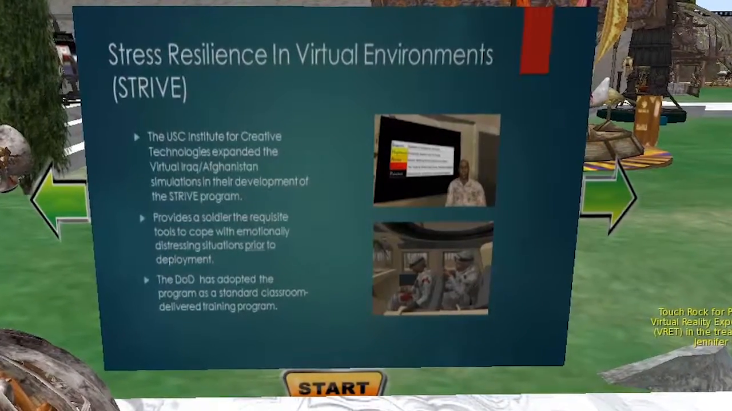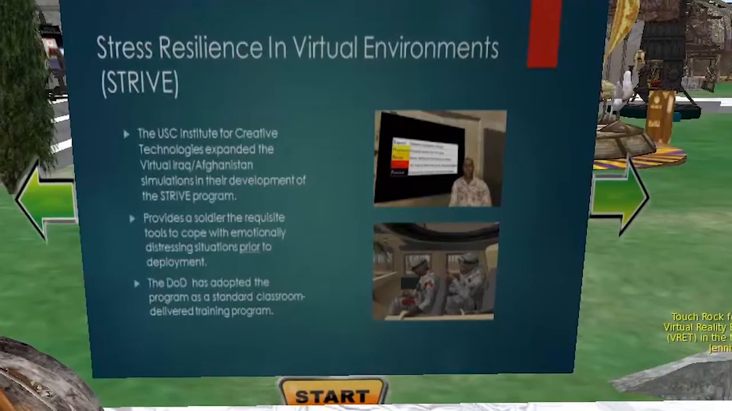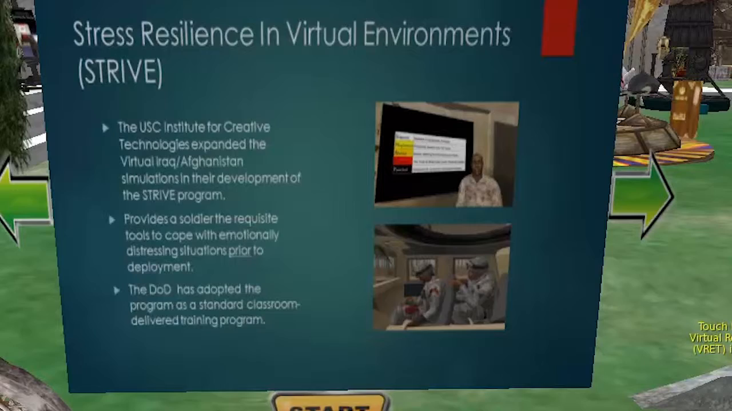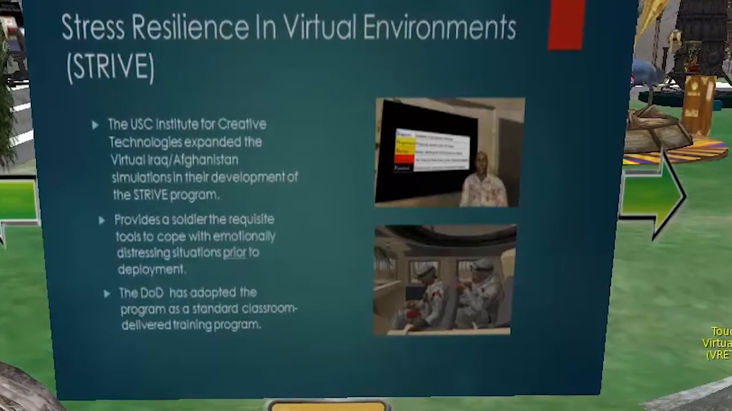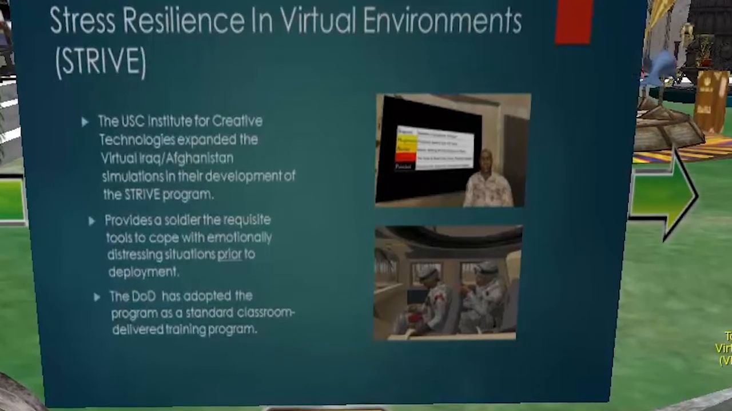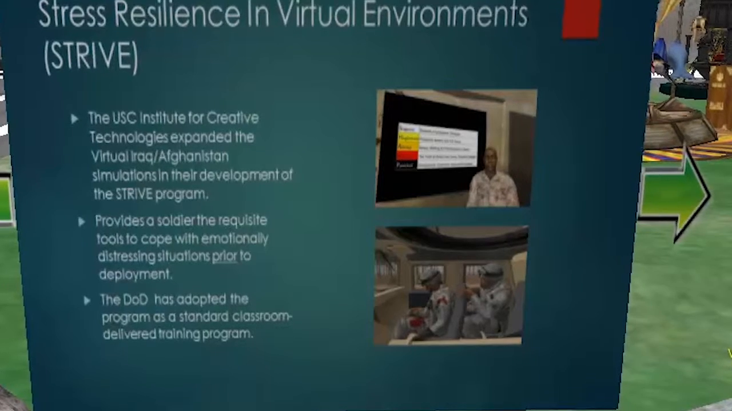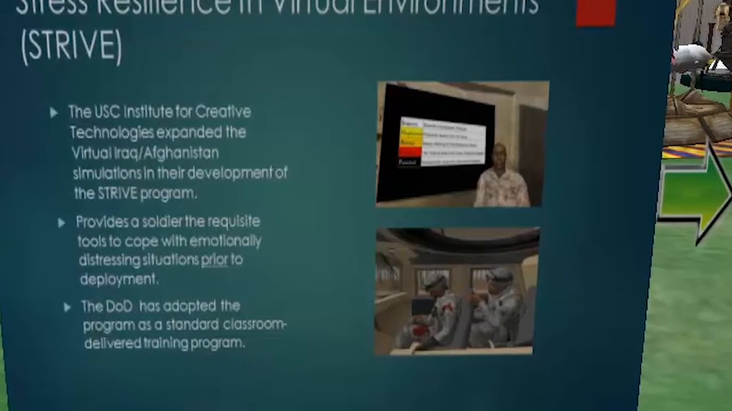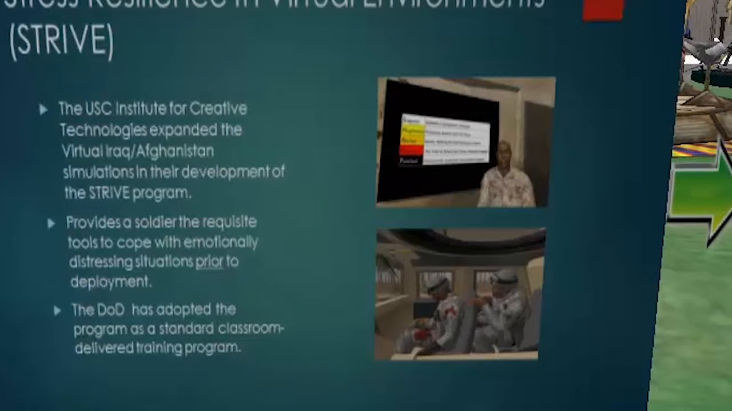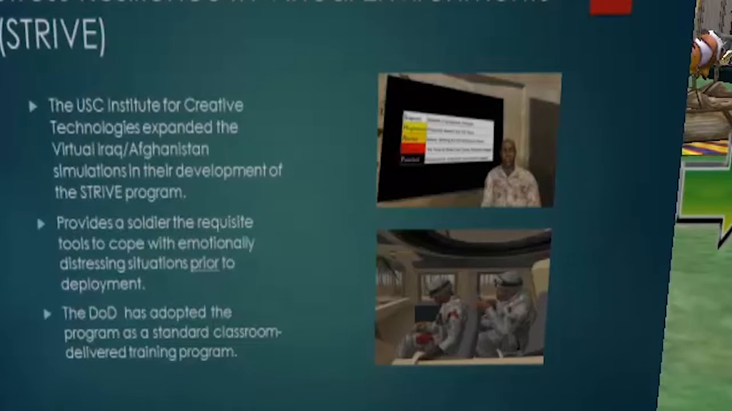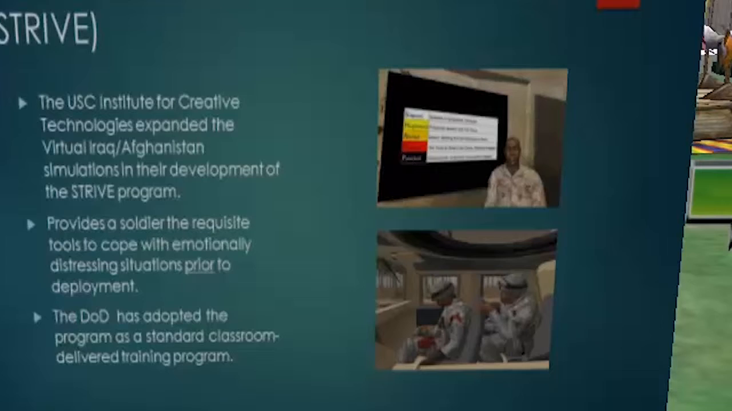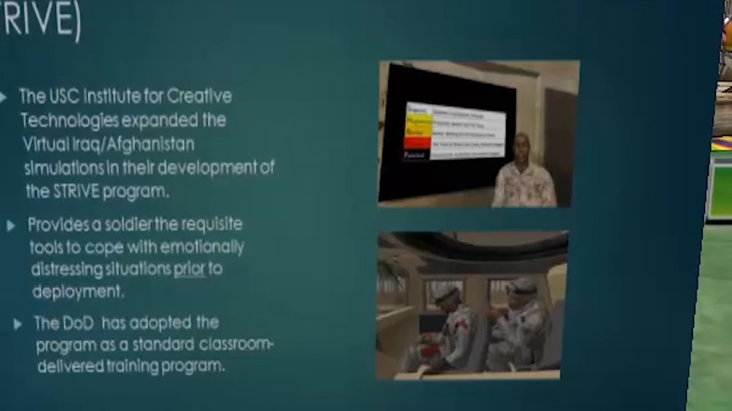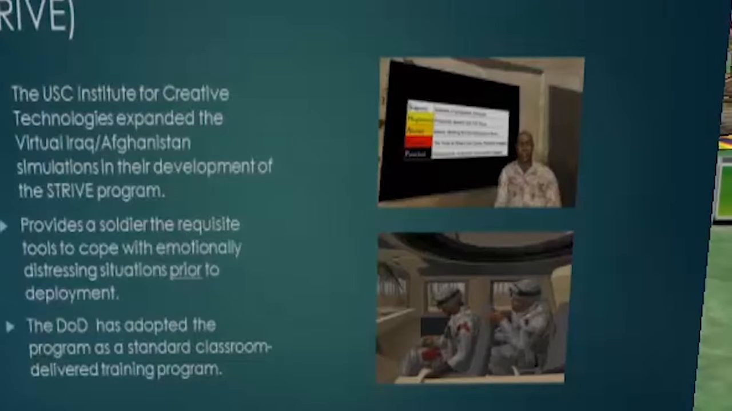The USC Institute for Creative Technologies has recently started expanding the scope of the Virtual Iraq-Afghanistan simulations in their development of the Stress Resilience in Virtual Environments, or STRIVE, program. This project is designed to encourage stress resilience by developing a series of combat simulations used to aid soldiers in acquiring stress reduction exercises and cognitive behavioral emotional coping mechanisms prior to their deployment.